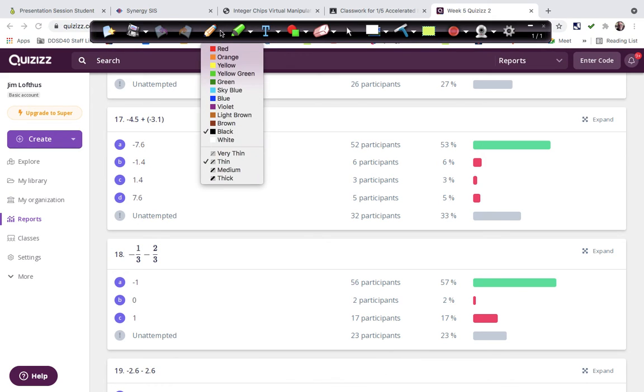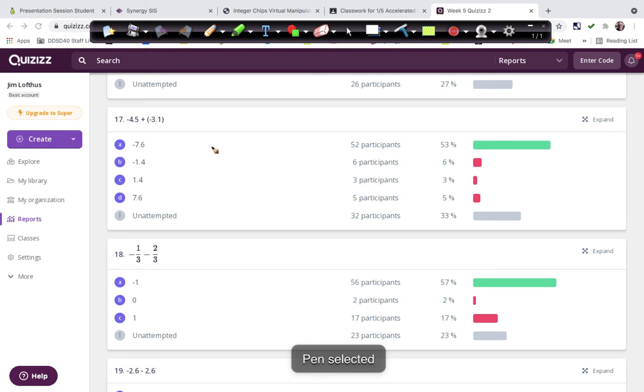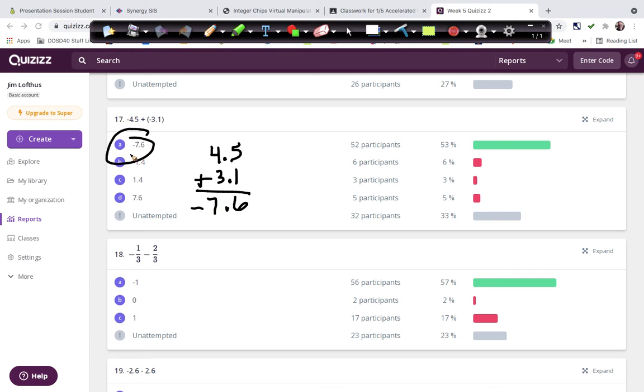I'm going to combine two negatives, so get even more negative. So I just need to add together 4.5 plus 3.1. They're both negative, and it's going to be even more negative. So I combine it together to get 7.6, and it's in the negative.